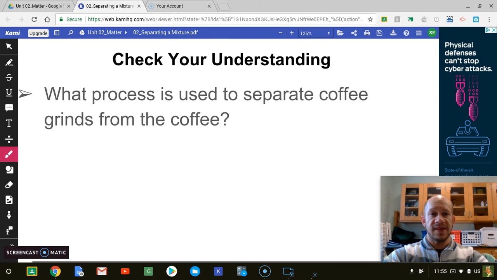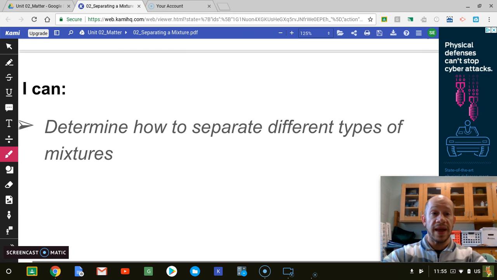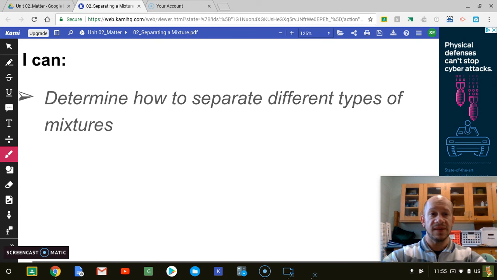So check your understanding. So you can now determine how to separate different types of mixtures.